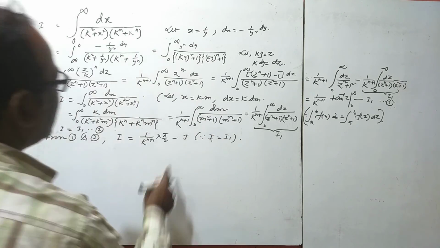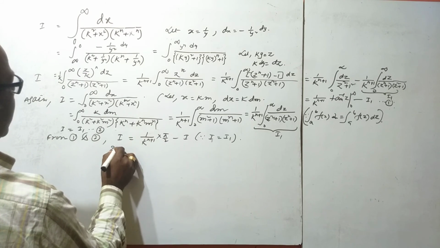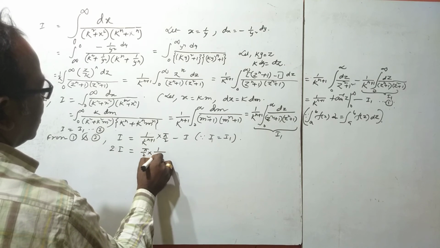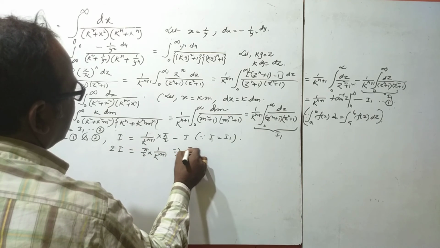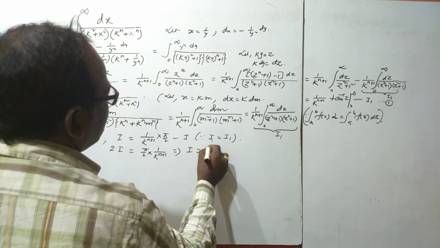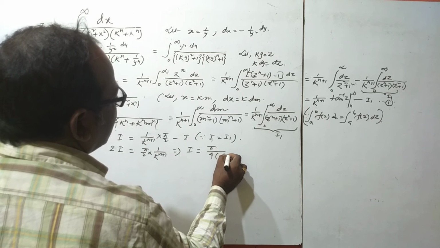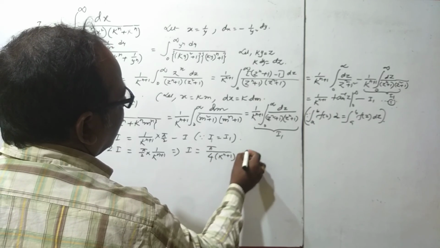Okay, so add I plus I, this is 2I, so this is pi by 2 into 1 over k to the power n plus 1, so I is equal to pi by 4 into 1 over k to the power n plus 1. So this is your answer.